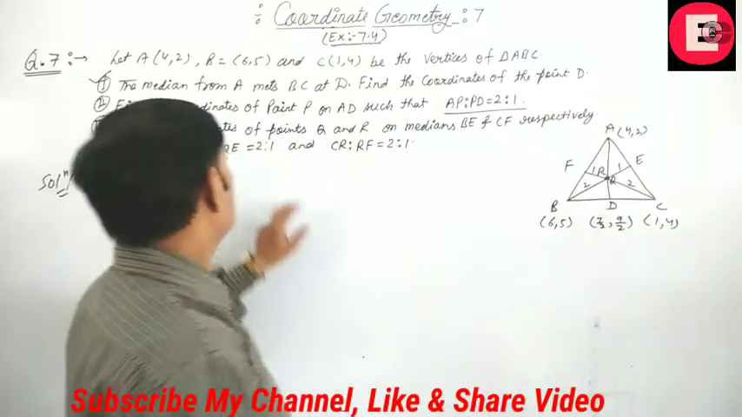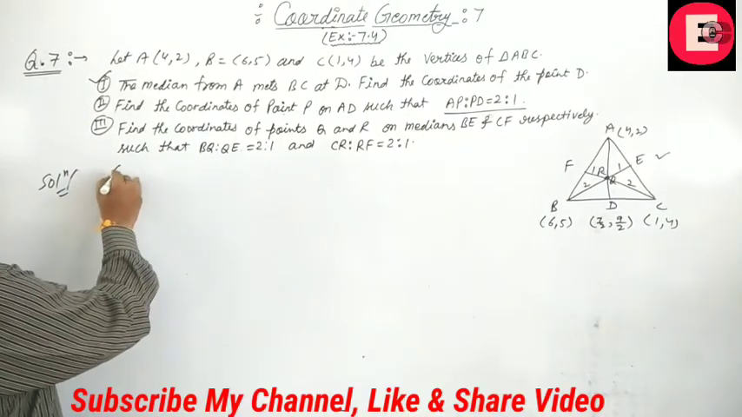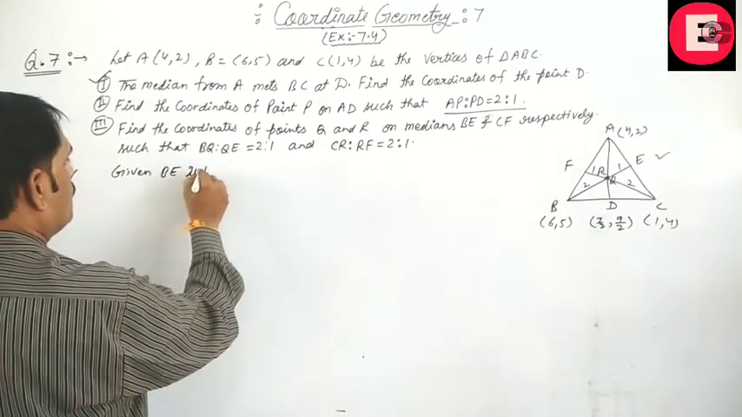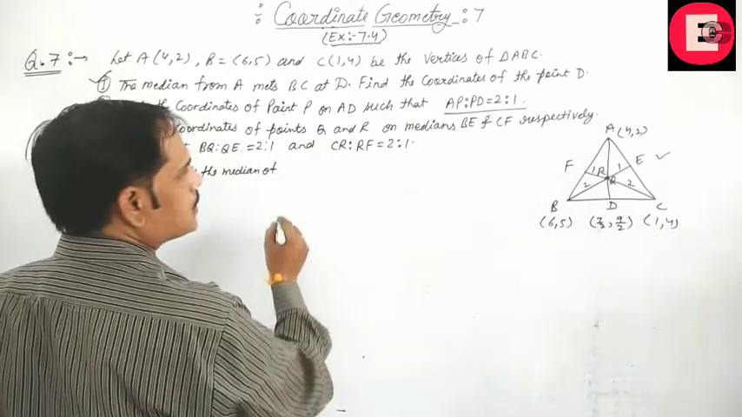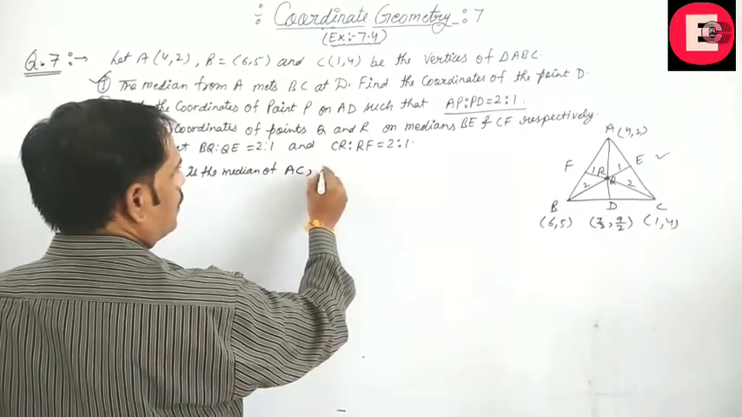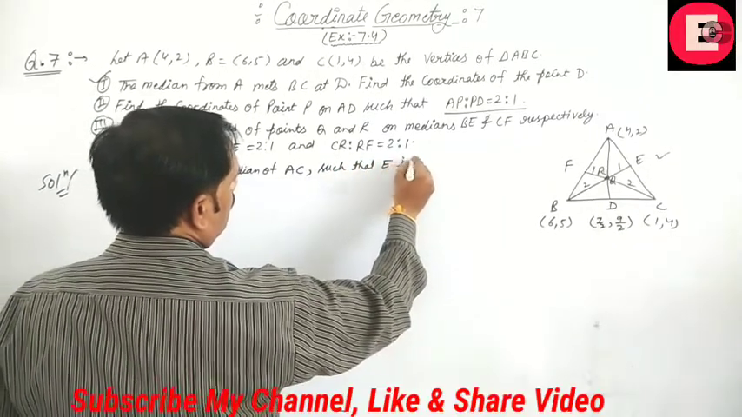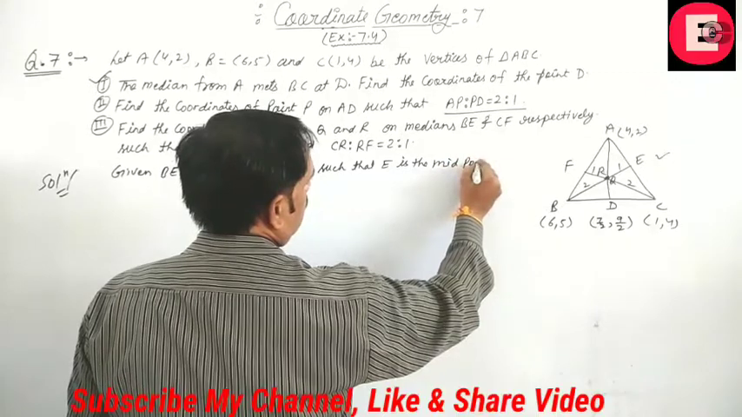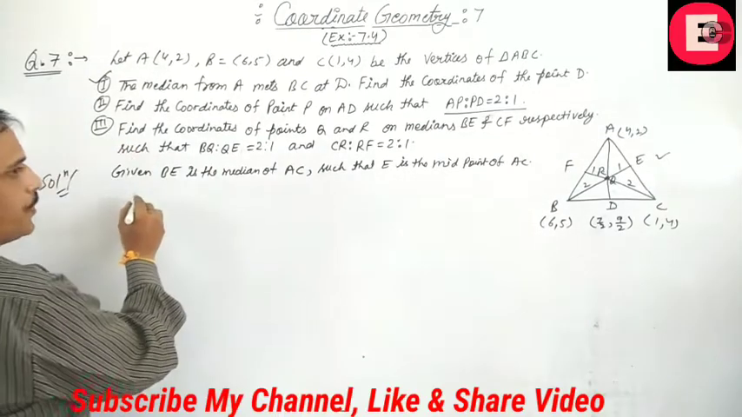Now we are going for the coordinates of E. Given BE is the median of AC, such that E is the midpoint of AC.